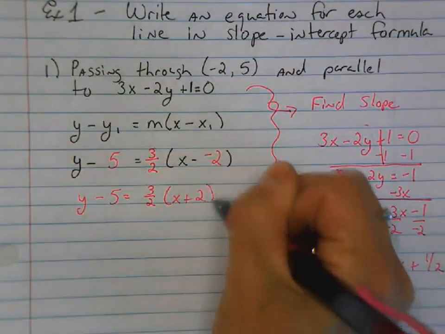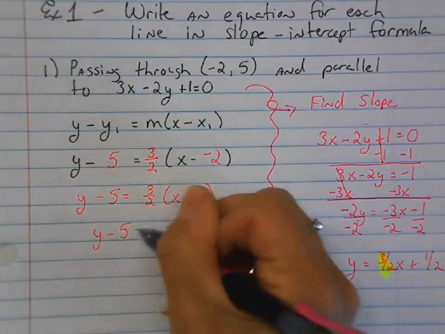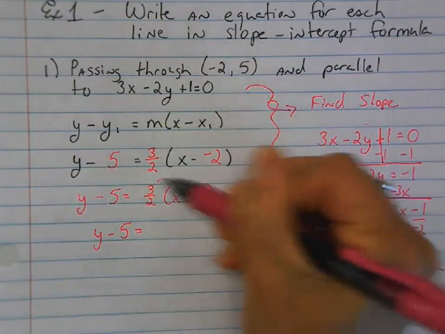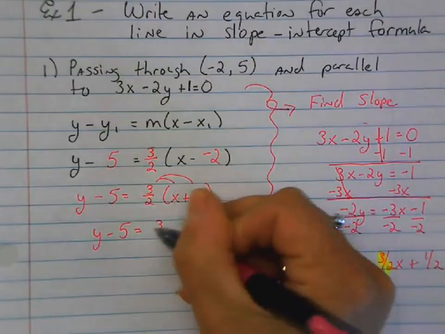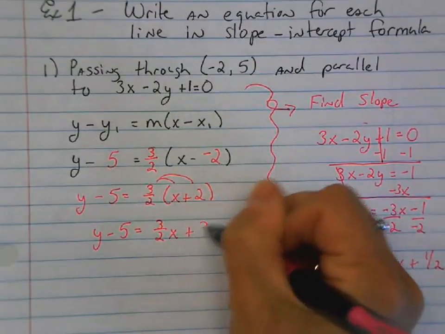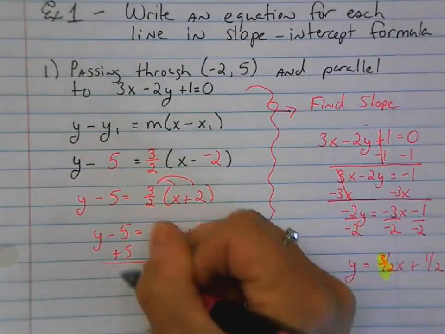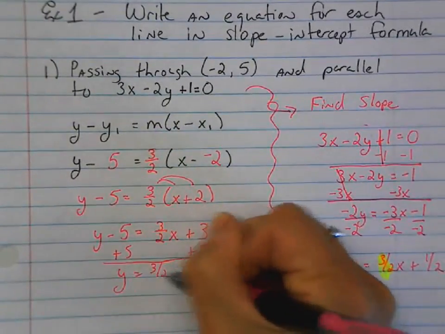For those of you who are still with me, I went ahead and rewrote this double negative as a positive, and now I'm ready to distribute. So I get 3 halves x plus 3, and then I'm going to go ahead and add 5 to each side, and I am done. y equals 3 halves x plus 8 as my final answer.